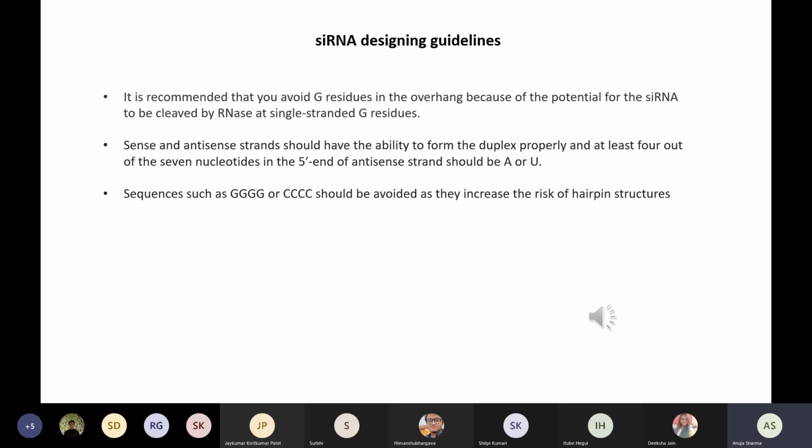Repeats like GGGG or CCC should be avoided to decrease the risk of forming hairpin structures.